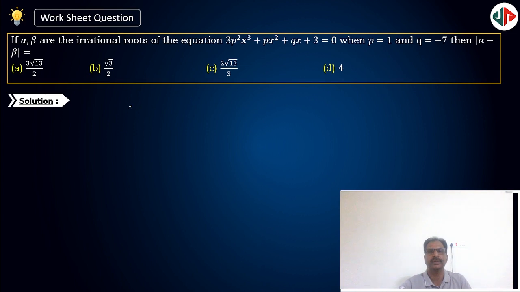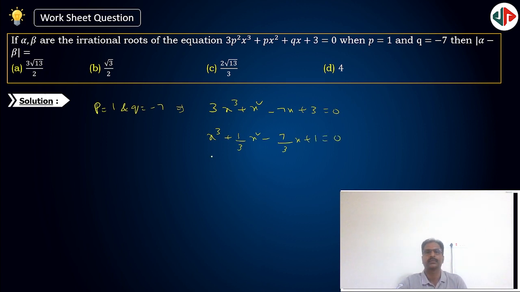If alpha and beta are irrational roots of the given equation, then p is equal to 1 and q is equal to minus 7. See, p is equal to 1 and q is equal to minus 7 implies the given equation will be 3x cubed plus x square minus 7x plus 3. Divide this equation with 3. Alpha and beta are irrational roots. Then what is the difference between the roots?